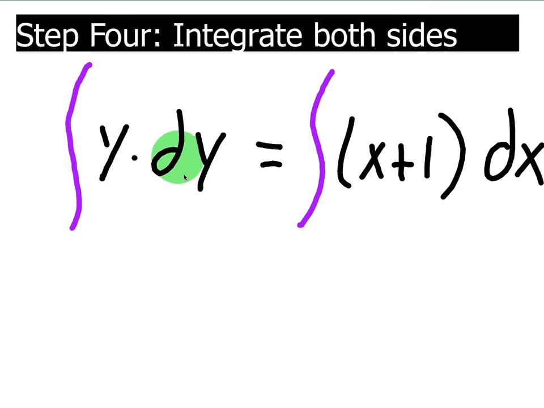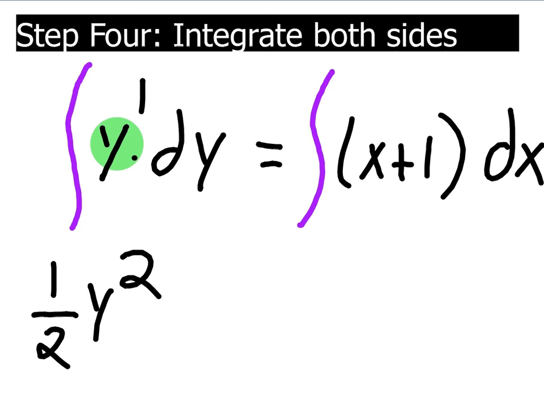So let's integrate the left. What is the integral of y? Well, using the reverse power rule, recall that the exponent there is 1. The reverse power rule says that if I add 1 to 1, it's 2. So I'm going to end up with 1/2 y squared. The dy goes away because I integrated it.